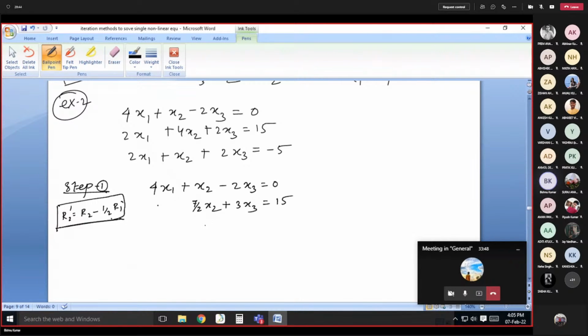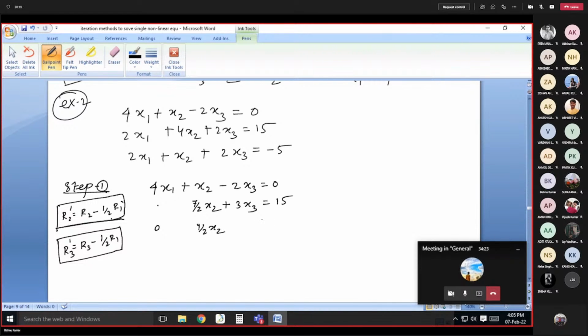What will be this position then? Tell me. This position. 1 minus half. R3 dash equals R3 minus half R1. If I do that, then this position will be 0. Then that operation I will perform here also. So 1 minus half, 1 minus half, isn't it?